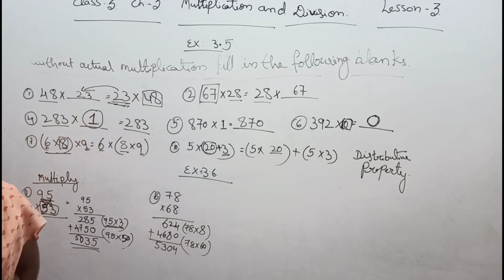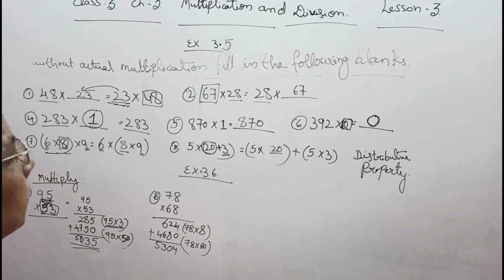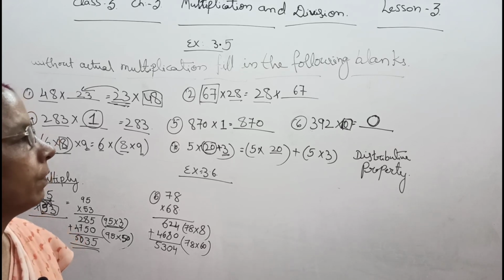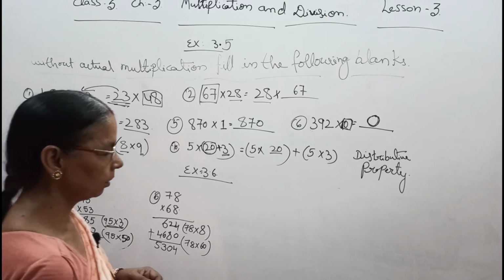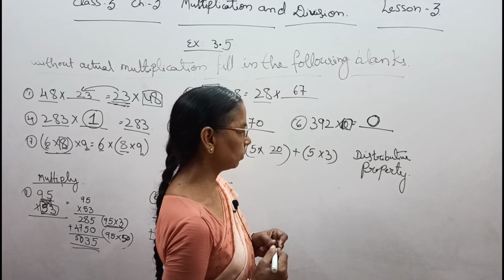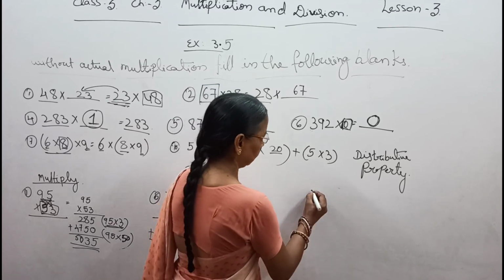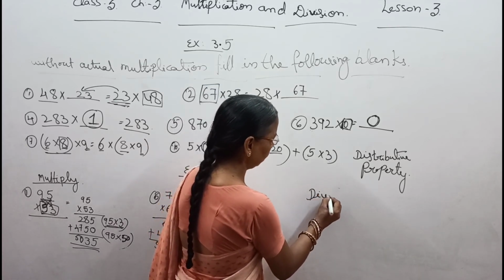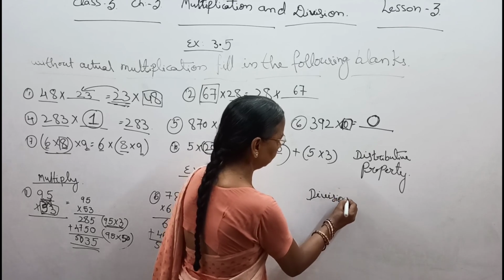Like this you must do the sums from 3.3, 3.4, 3.5 and 3.6. Now I will stop this chapter here only. Tomorrow we will discuss division.